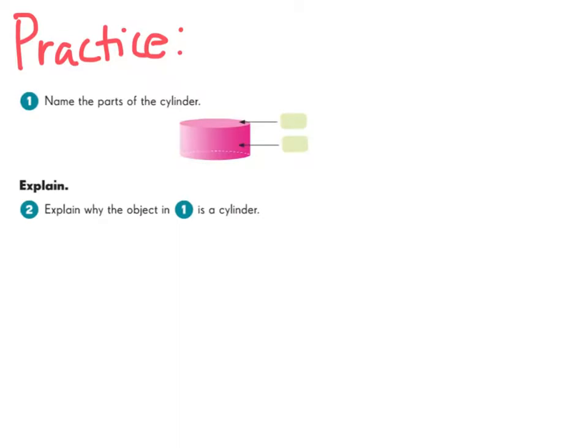And here are your first two practice problems. For number 1, name the parts of the cylinder. And for number 2, please explain why the object in number 1 is a cylinder. Tell me which rules it meets so that we can call it a cylinder. Press pause while you work, and when you come back, we'll take a look at spheres.